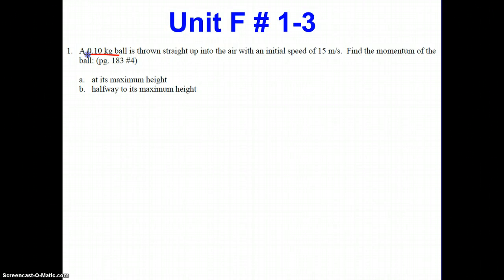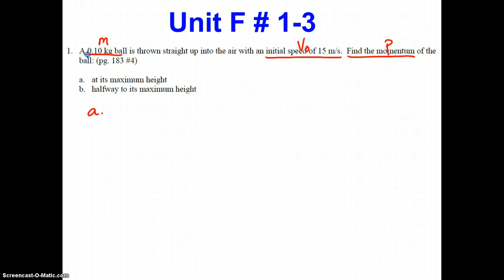We have a 0.10 kilogram ball, mass, thrown straight up into the air with an initial speed of 15 meters per second, v0. Find the momentum, little p, of the ball at its maximum height and halfway to its maximum height. A is really easy to answer.